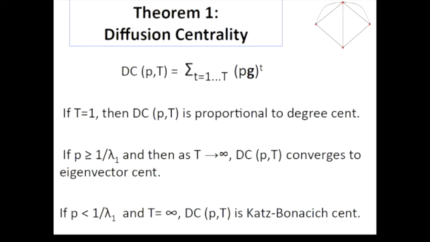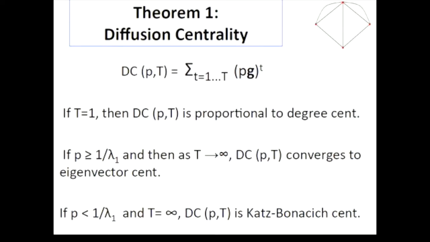What we do is prove that the diffusion centrality converges to eigenvector centrality if you run this an infinite number of times. But if you're varying this T, then you're interpolating between just telling your immediate neighbors, which is going to be degree centrality on the one hand, and at the other extreme you get eigenvector centrality. So this family of measures is spanning between degree and eigenvector centrality.